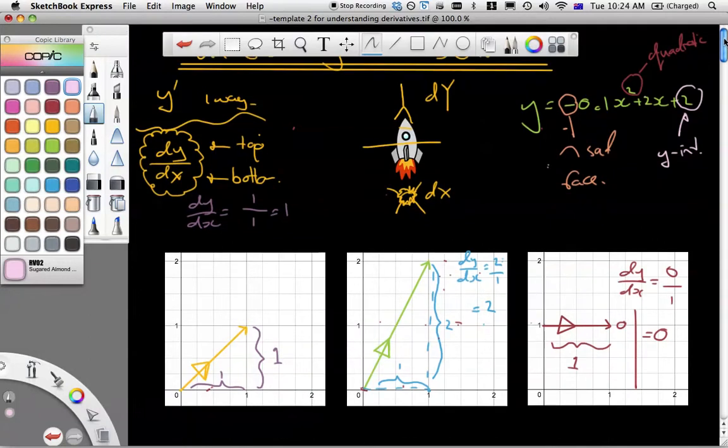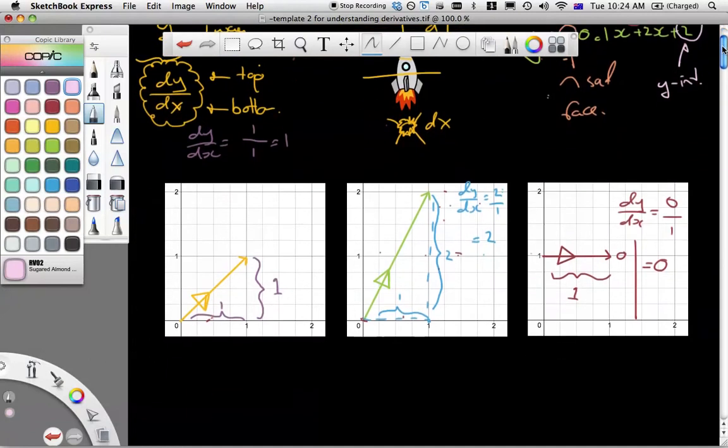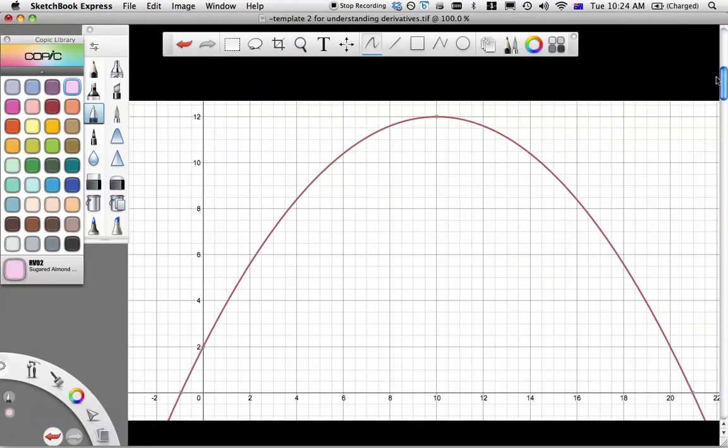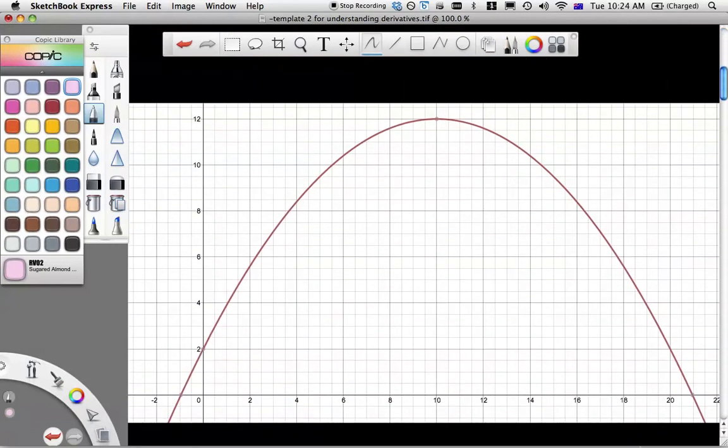So this graph's going to look like this. It's a sad face, it's a quadratic, and it's got a y-intercept of 2. So this is what it looks like.